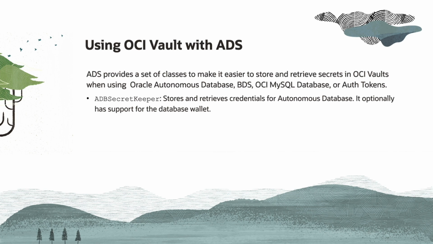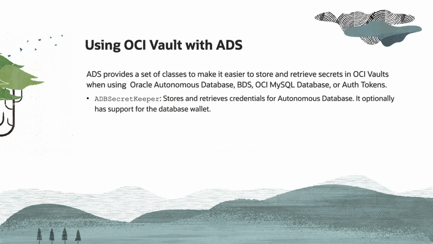If you're not familiar with this, in order to connect to an Autonomous Database, you need two things. You need your login credentials, such as your username and password, but you also need a wallet file. That wallet file is provided by the database administrator. The ADBSecretKeeper makes this really simple by having methods that will load that and store it in the secret for you, and then you'll be able to retrieve that and not have to copy around the wallet file all over the place.